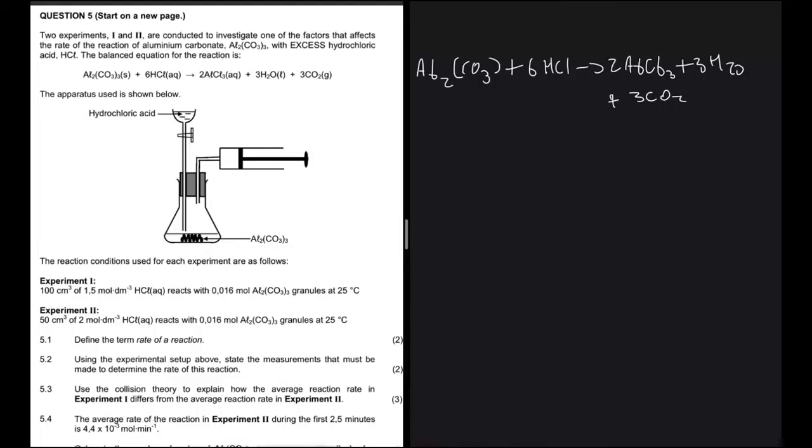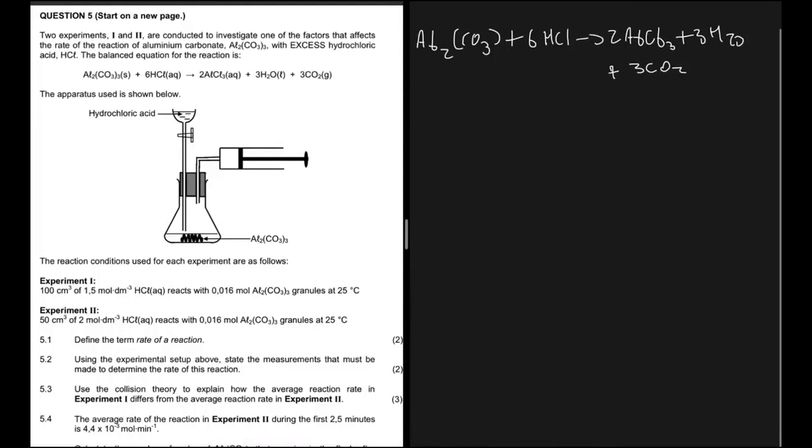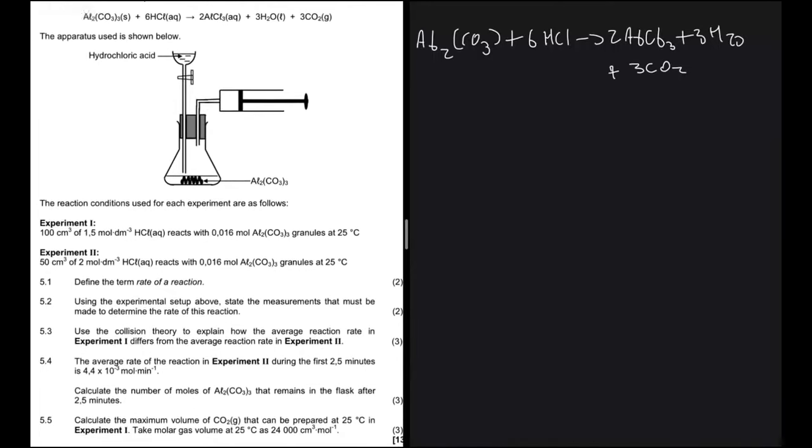So one of the products here is a gas, right? So that means that all the gas that will be released as the reaction is taking place is going to end up in the syringe. The syringe will be sucking out the gas, right? So we're given some information for experiment 1 and then some information for experiment 2. And then the first question says 5.1, define the term rate of a reaction. That is the change in concentration of the products or reactants per unit time, right? So formula wise, you write it like this. The rate of the reaction equals the change in the concentration of the products per unit time.